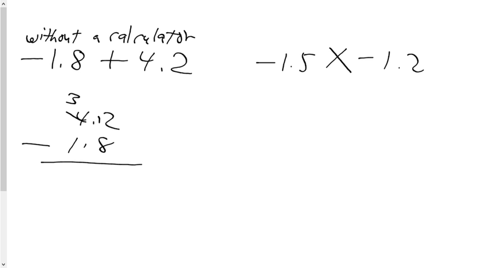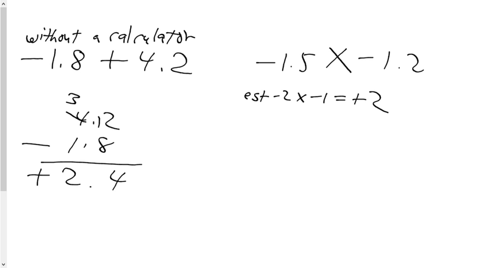Borrow from the 4 to make it 3. That's 12 tenths. Take away 8 tenths is 4 tenths. And 3 take away 1 is 2. So therefore, I have 2.4 more positives than negatives, and my answer is positive 2.4. In the next one, if we estimate, our estimation would be negative 2 times negative 1, which is going to be a positive 2 estimation.